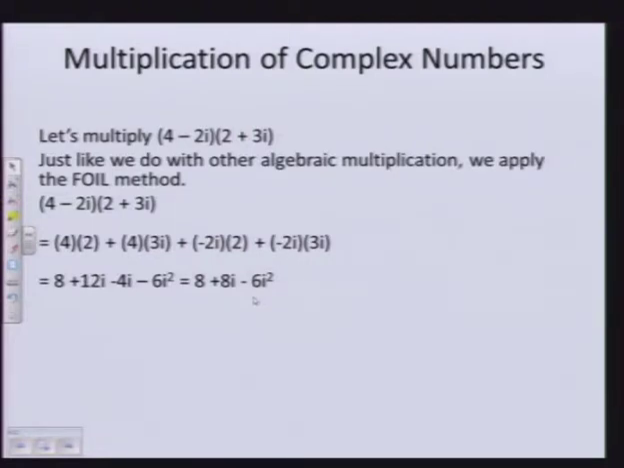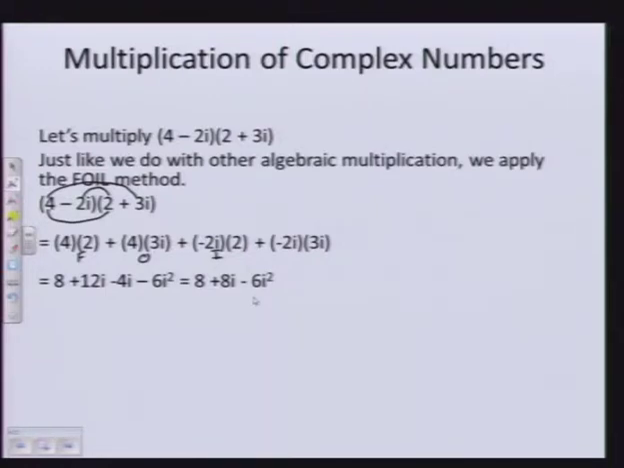The FOIL method says the F means we're going to multiply the first term in each expression. So we're going to multiply the 4 in the first parentheses times the 2 in the second parentheses. So 4 times 2, that's our F, our firsts. Then we're going to multiply the outers, so we'll multiply the 4 times the 3i, that's our outers. Next, we multiply the inner terms, so the negative 2i times the 2. That's our I from the FOIL method, the inner.